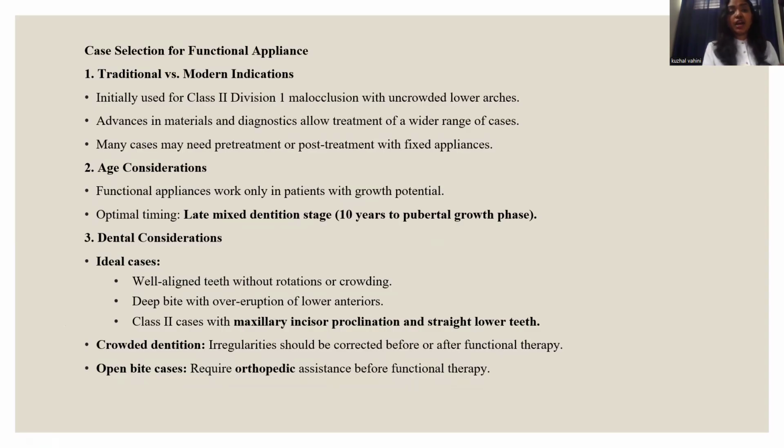So, case selection. In case selection, again, we have certain considerations, the traditional versus modern indications. The classic indication would be a class 2 Div 1 case. Of course, it is given in class 3 as well, but we focus mainly on the class 2 Div 1 cases. And then the age consideration: functional appliances are to be given in patients with growth potential, especially in the late mixed dentition, that is 10 years, to the pubertal growth phase. And then the dental considerations: if there is any crowding in the dentition or in the arch, we first need to rectify the alignment, and then we go with the functional therapy.